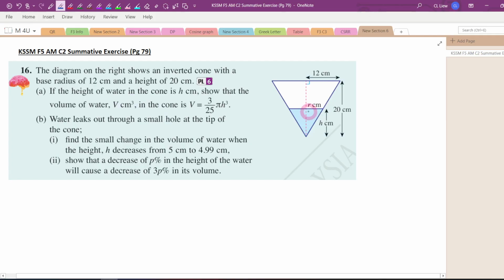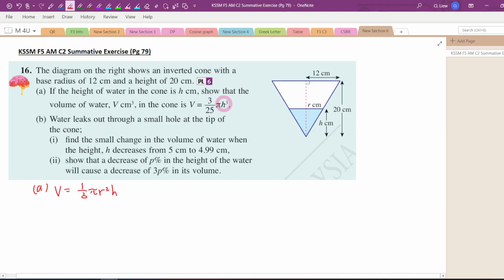Okay, so the volume of the water in the cone keeps changing. If the height of the water level increases, then the radius will become longer. If the height of the water level decreases, the radius will become shorter. Now, first thing, we know that the volume of a cone is equal to 1 over 3 pi r squared h, right?